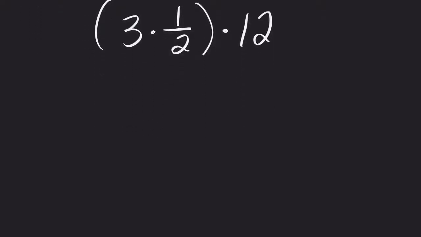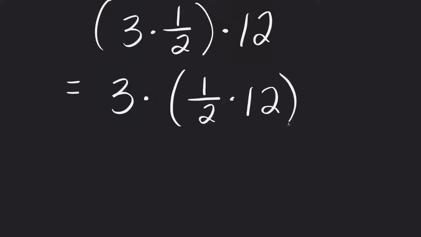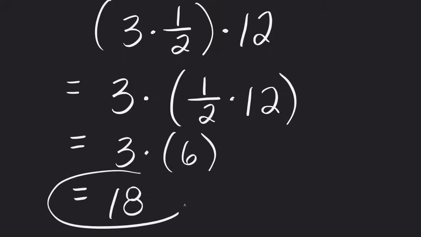But if I could regroup this, and I could change this problem into 3 times the quantity of a 1/2 times 12. Okay, well now what's half of 12? Half of 12 works out nice. We end up with just 6. And then 3 times 6 gives us 18. A little bit easier than trying to figure out all the fractions and deal with those. So from a basic standpoint, if we're looking at associative property of multiplication, we're looking at how we regroup multiplication in order to simplify the problem.